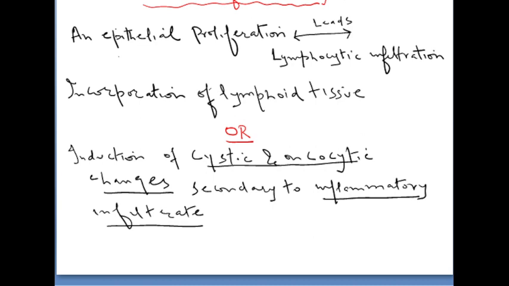Some other theories regarding the origin of Warthin's tumor are the lymphocytic infiltration theory, which says that epithelial proliferation occurs in glands, which leads to lymphocytic infiltration and incorporation of lymphoid tissue. Another theory states that there is induction of cystic and oncocytic changes secondary to inflammatory infiltrate.